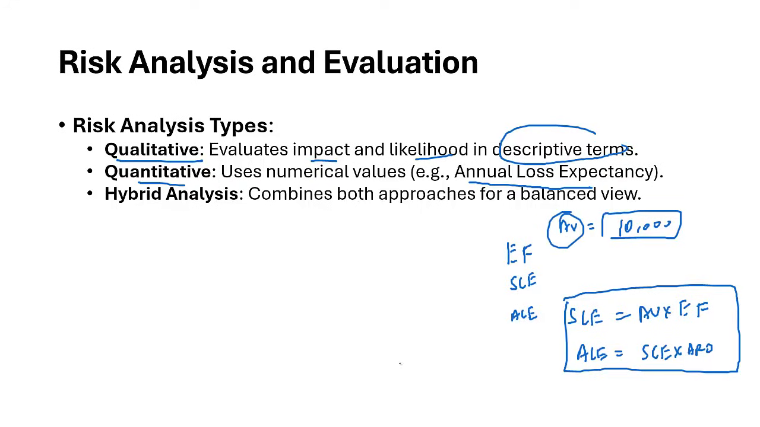Okay, so now we need to calculate the SLE. Asset value is $10,000. Exposure factor: when we have no exposure factor, we always keep 100%. So exposure 100%, one incident happened, it cost me $10,000. If it's happening once in a year, $10,000. If it happens two times in a year, then $20,000.